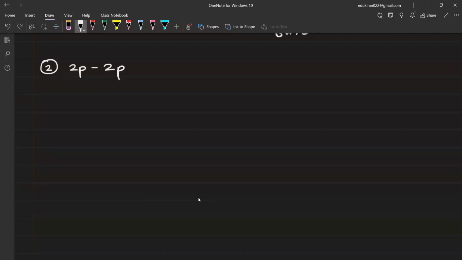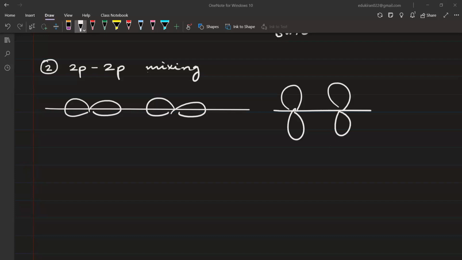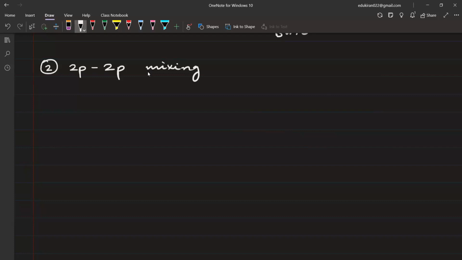2p mixing. ठीक है, 2p mixing. Now, in 2p mixing there can be two cases. The p orbital can mix like this on the internuclear axis, or they can mix like this above and below the internuclear axis. Correct है guys? Yes or no? Please tell me. All of you, right? अरे बोलो भाई. There are two cases ना. They can combine on the internuclear axis, or they can combine above and below the internuclear axis. We will take case one first of all.